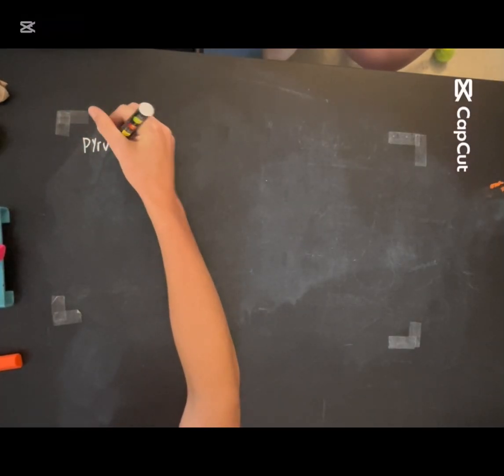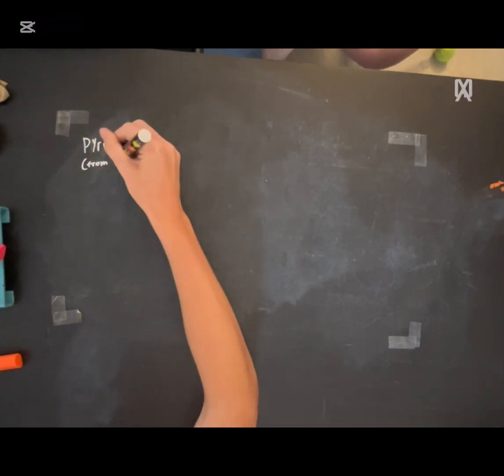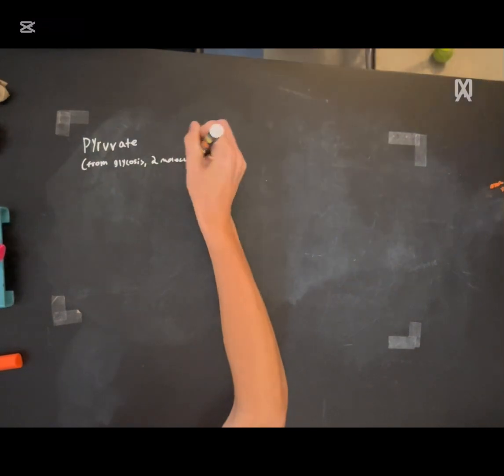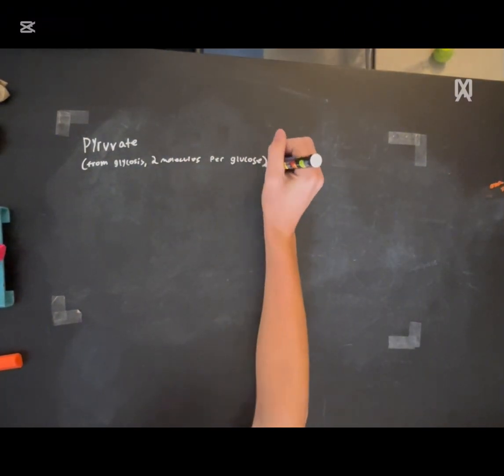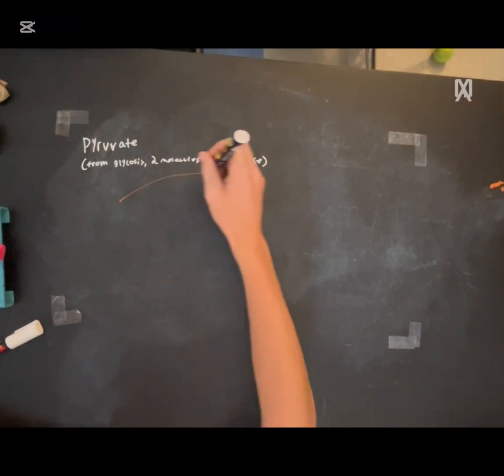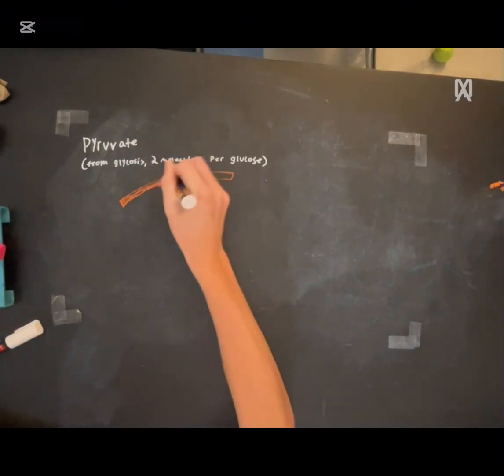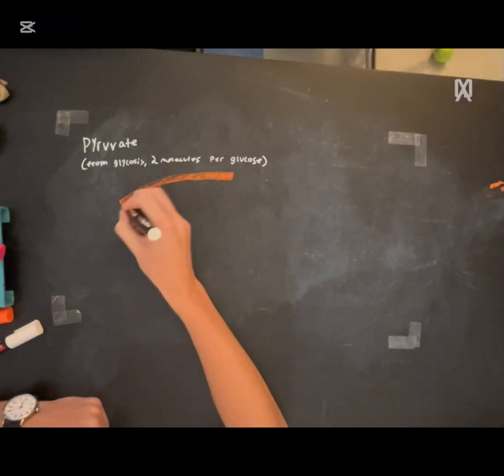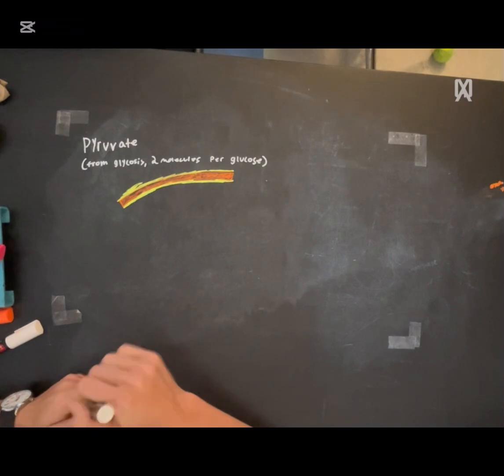In this video, I'll be talking about pyruvate oxidation. When glucose enters the cell, it first goes through glycolysis in the cytoplasm, breaking down into 2 molecules of pyruvate, also known as pyruvic acid. This process generates a small amount of ATP and produces NADH.